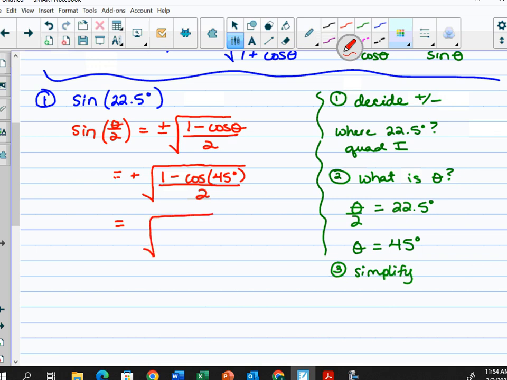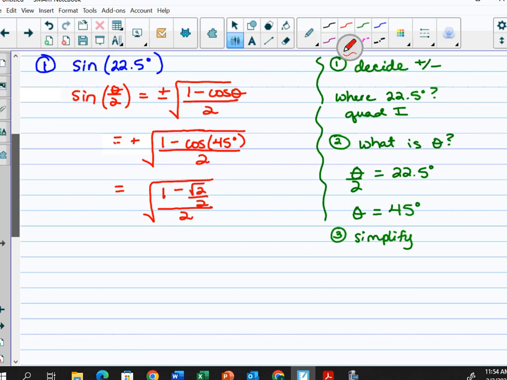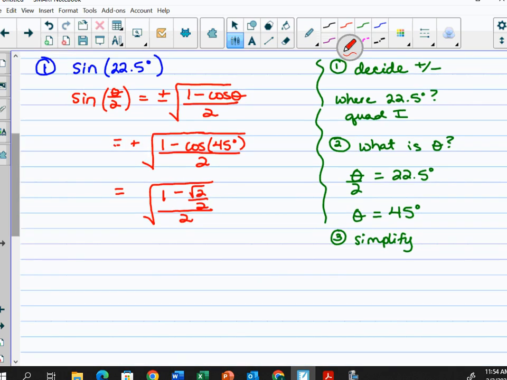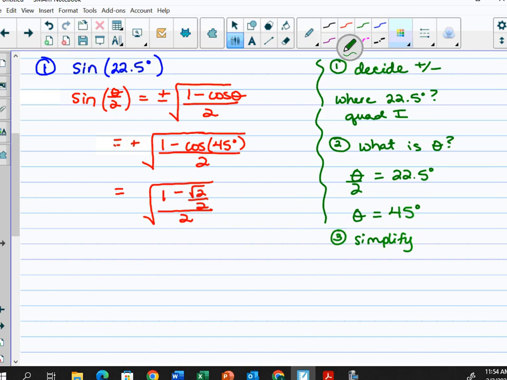But let's evaluate. So I've got 1 minus, what is the cosine of 45 degrees? Root 2 over 2. And then this is all over 2. Keeping your work organized will help you. Write neatly, legibly. Make sure you can read what you're doing. All right, the 1. Are you guys okay with me making that 2 over 2?